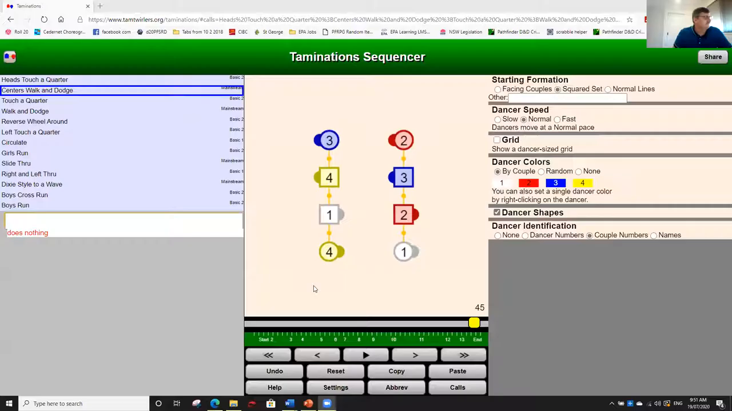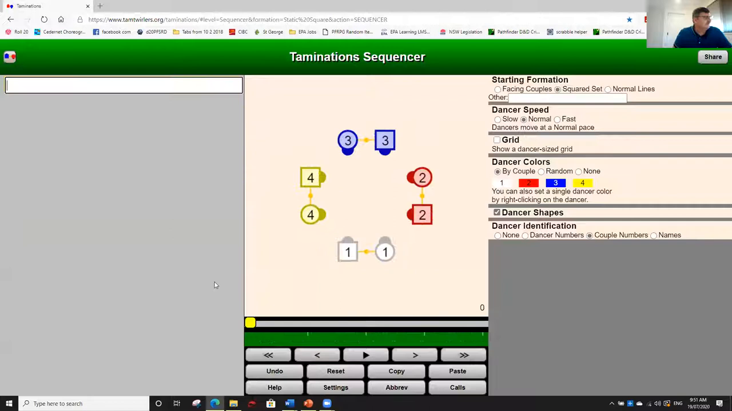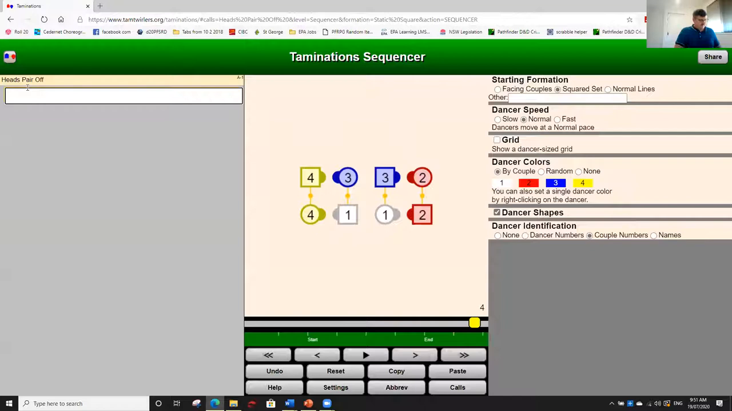Okay. The answer is yes, there is. A good example, and let's just take a simple module here in Taminations. So we'll share that. Reset. So let's just say, what do we got? Do half a chicken plucker.